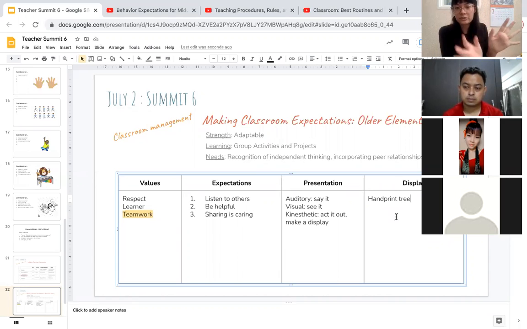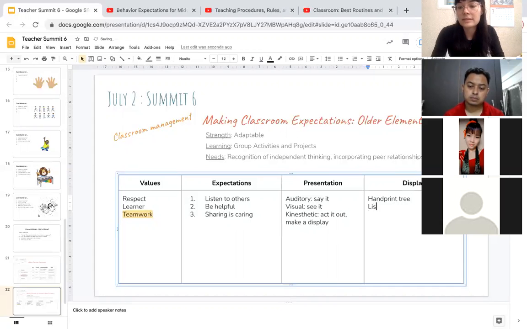And you could say, this is our teamwork tree. In each hand is listen to others, another hand, be helpful, and the third hand, sharing is caring. And so then something like this, or you could write it and put it on the wall. If you display it in your classroom, you can always point to it and say, look, you're not being helpful. We need to have teamwork in class. Be helpful. Give that piece of paper to your classmate, or whatever. When you pass out papers or when you collect things, you don't want them to make chaos. So be helpful, put it in a pile and give it to the teacher, something like this. You could display a list. You could display pictures.